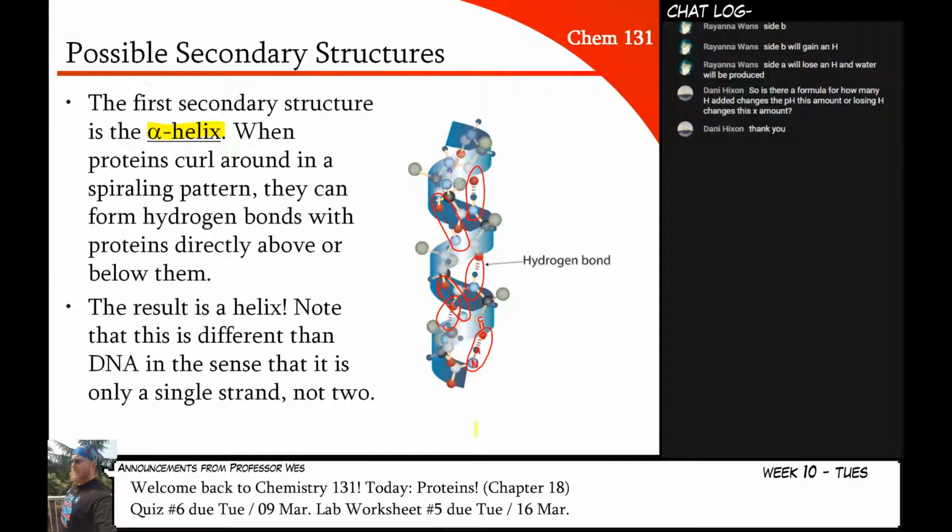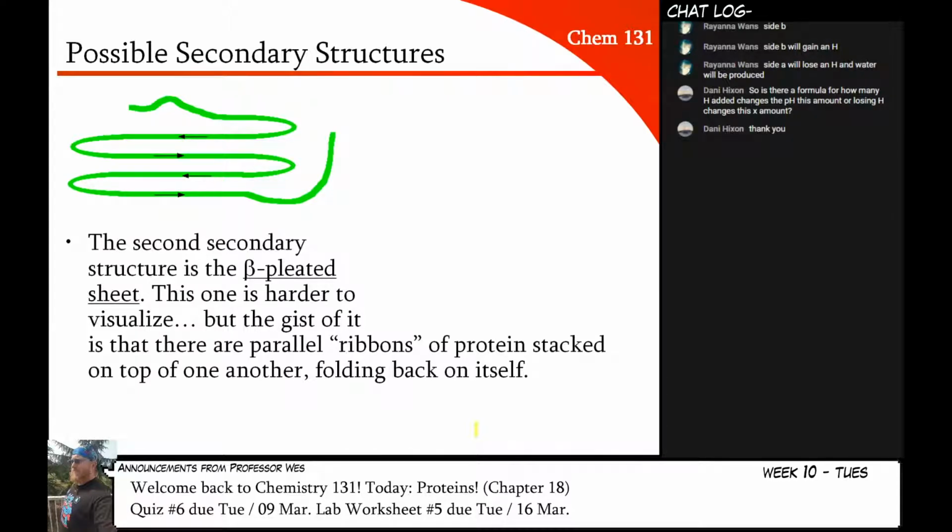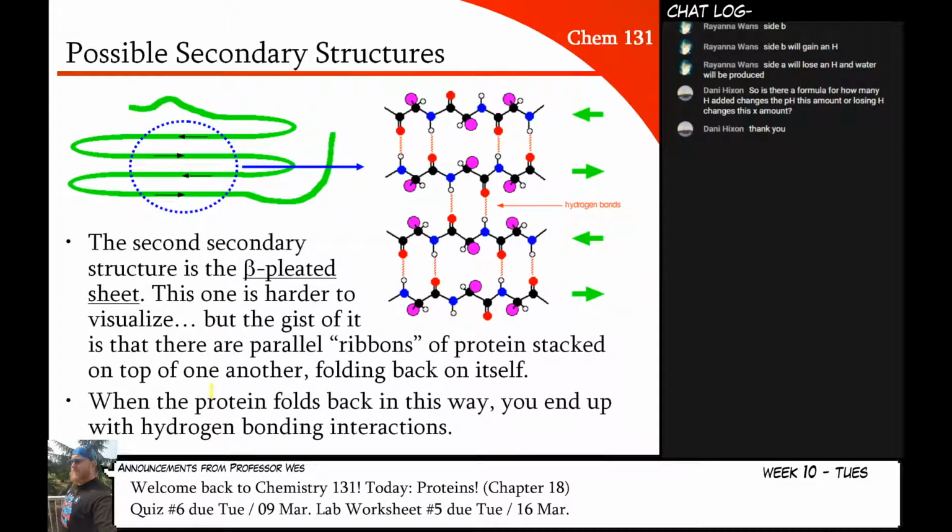Now, in the second instance, if I draw my protein like the snaking pattern, and I have parts of the protein going past each other, what that can look like is this. So here's my nitrogen, here's my hydrogen, and then my C double bond oxygen. And I can make hydrogen bonding interactions with the residues on the other side of the protein chain after it is lapped around.